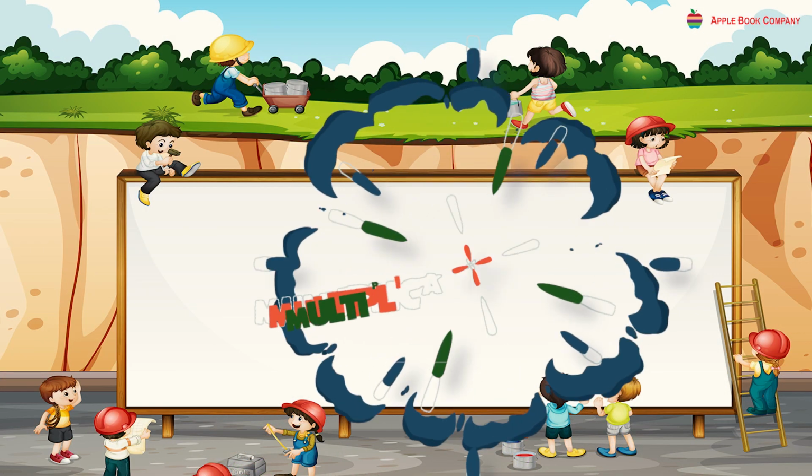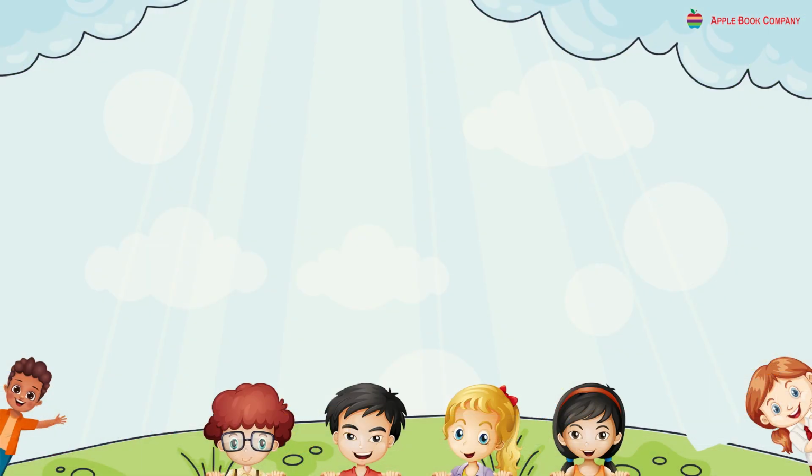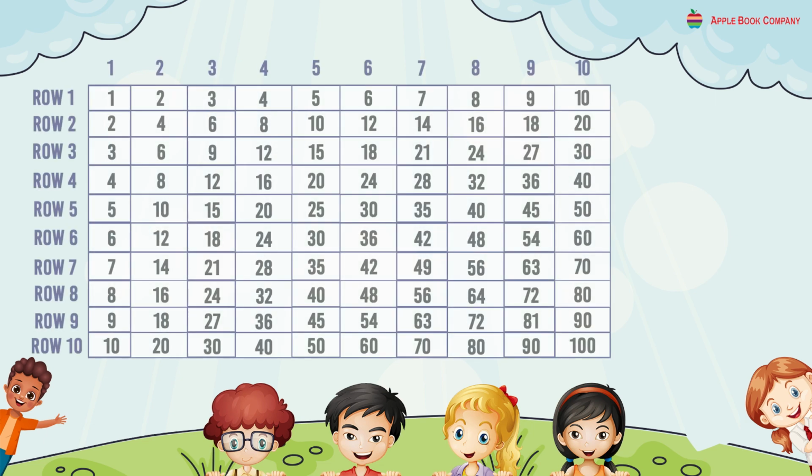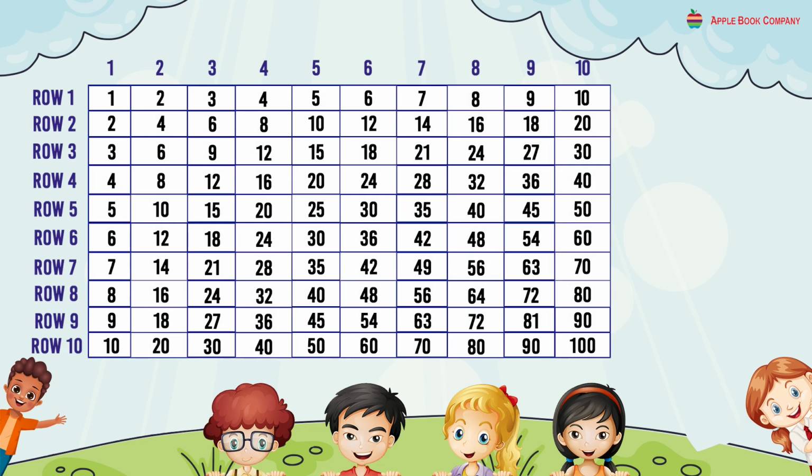Let's learn about the multiplication grid. We can also learn the multiplication tables from 1 to 10 using the following grid. What is 7 times 4? Move along row 7 to the column under number 4. You will reach the number 28. So 7 fours is 28.